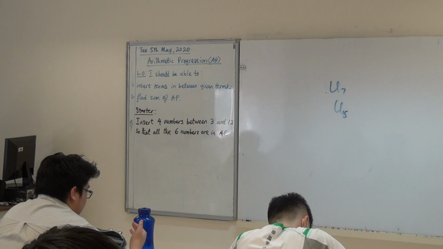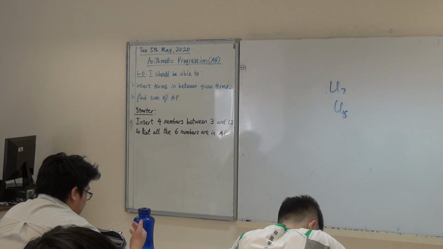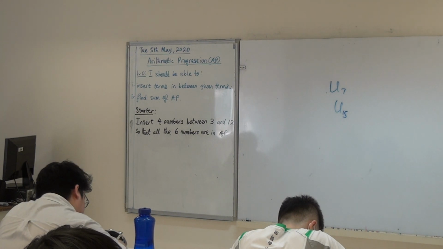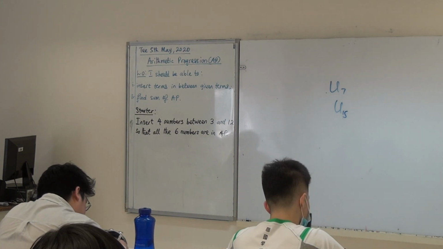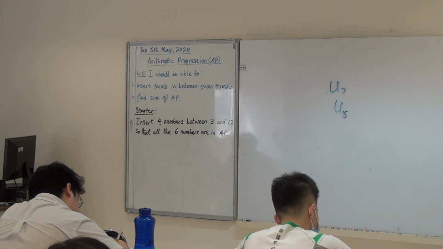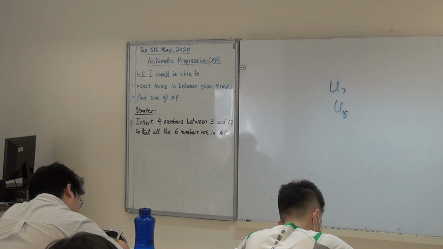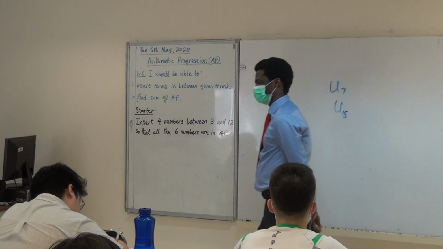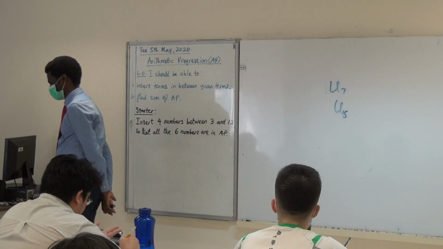Let's try that quickly. You have 3 and 12. Put 4 numbers in between them, so that everything that you now have, that will be 6 altogether, the 2 you have and the 4 that you inserted, so that all those 6 form a sequence of AP.